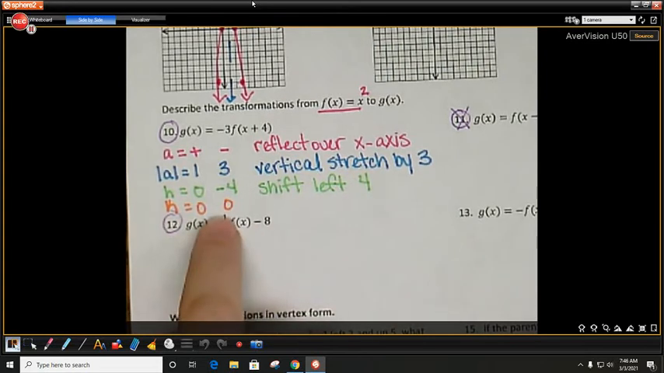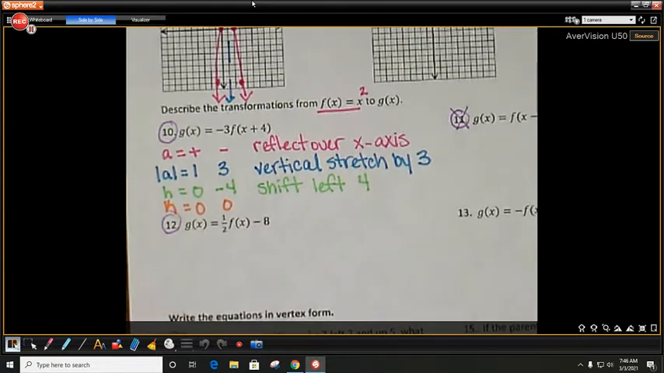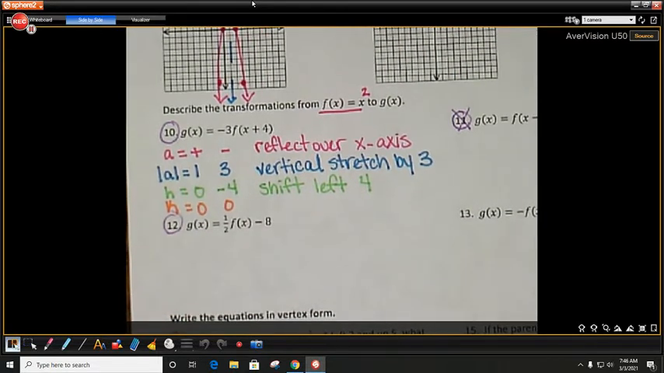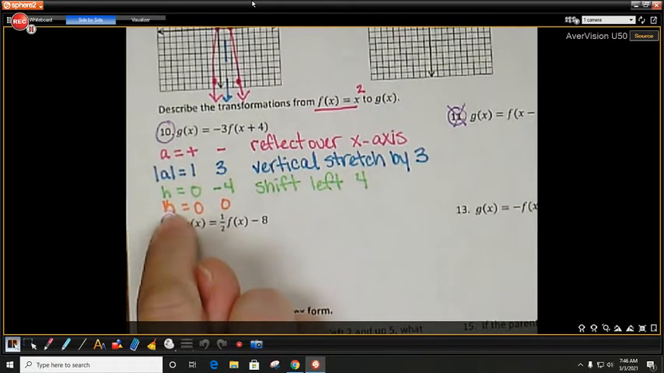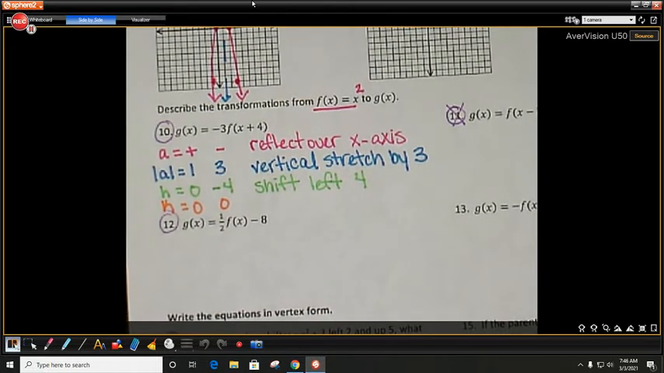And then my k value didn't change, so I'm not going to say anything about that. What does k do, though? K is the y value of your vertex, and y is your vertical axis, so this would shift you up and down, because up and down is a vertical movement. So you have 4 possible transformations, which is why we listed out our 4 critical values. You won't always have 4, but you always want to make sure that you check.